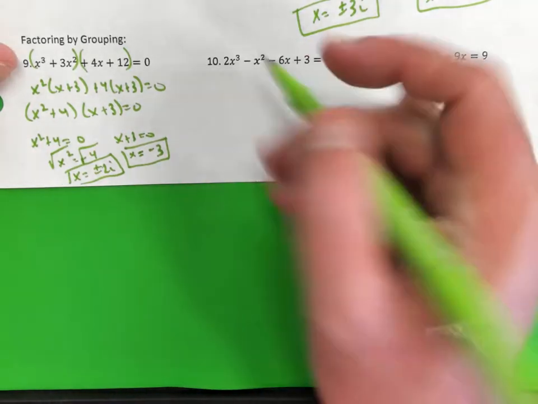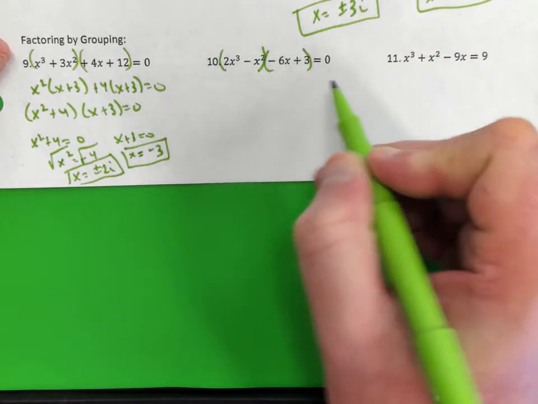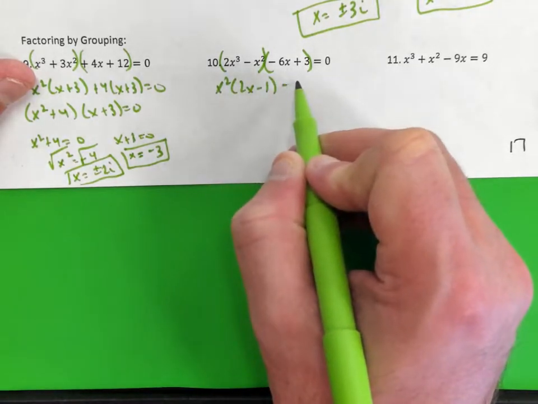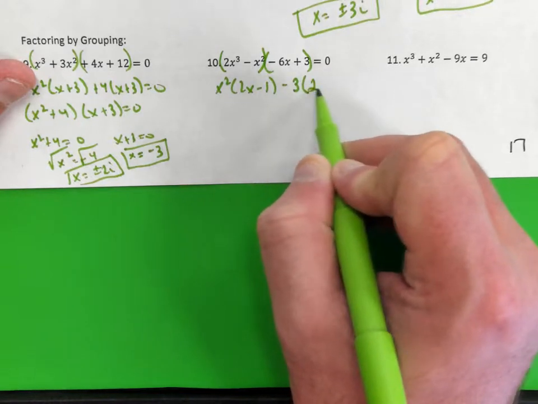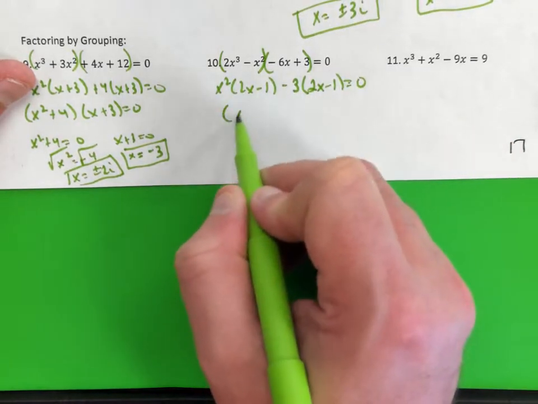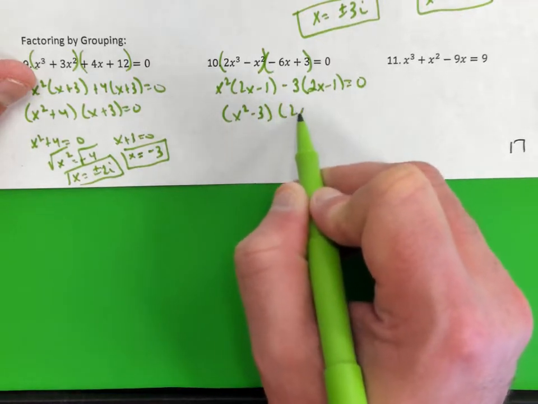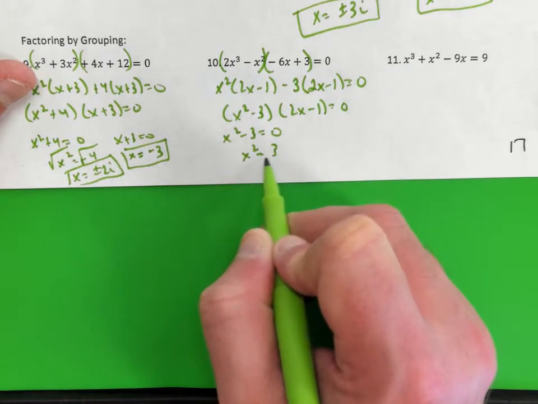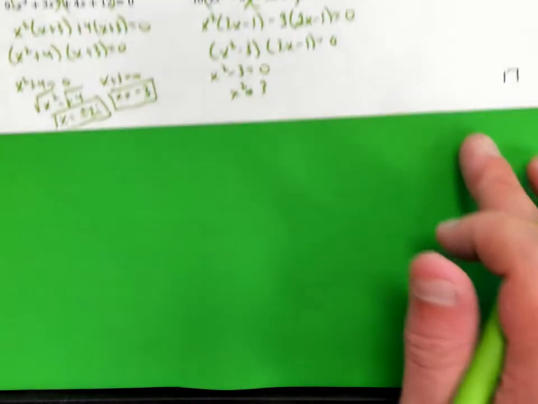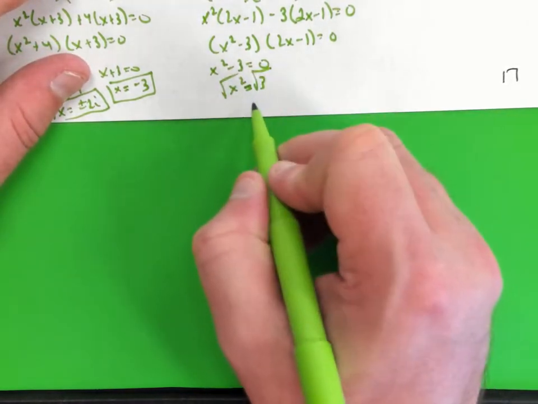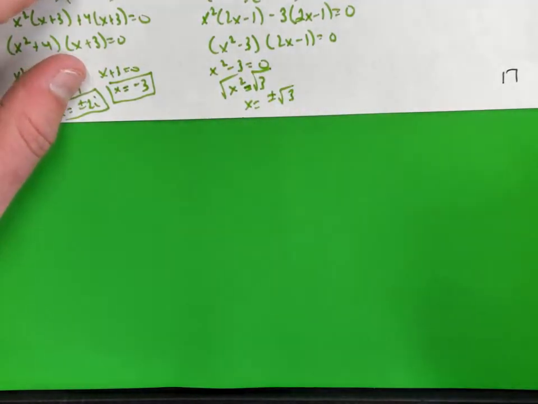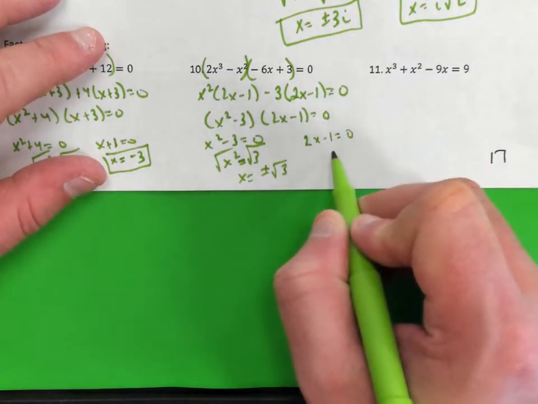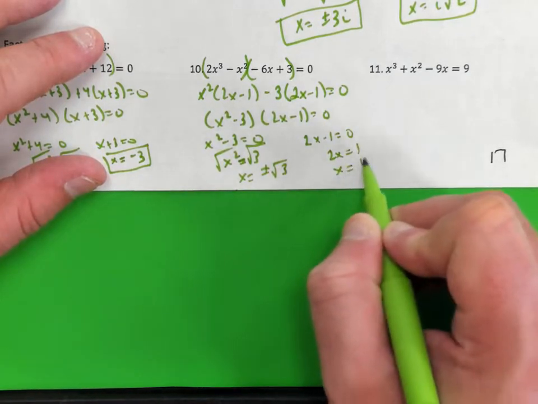Number 10. How many terms do we have? 4. What can I take out of the first one? X squared. That leaves a 2x minus 1. Here I take a negative 3 out. Leaves a 2x minus 1. So I have x squared minus 3 and 2x minus 1 equals 0. Set both of them equal to 0. Since this is easy, that's not a difference of squares, you cannot factor that. Take the square root. When you take the square root, you do plus or minus. And then 2x minus 1 equals 0. X equals 1/2.